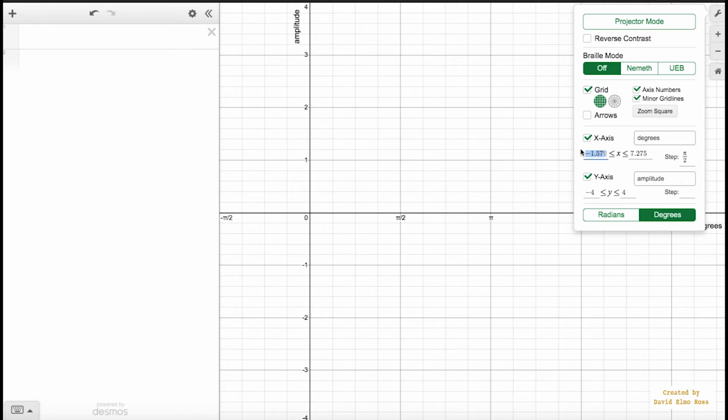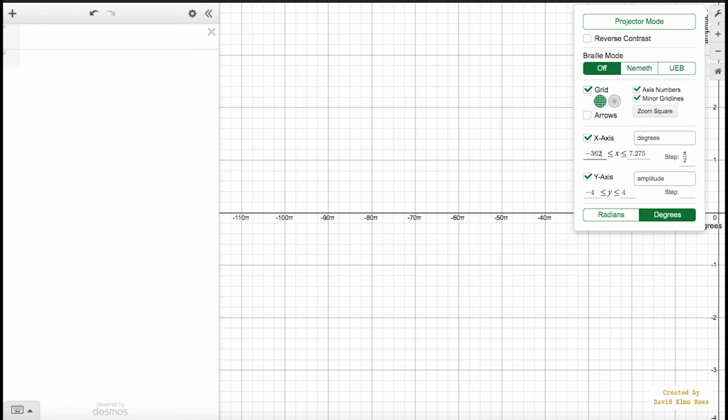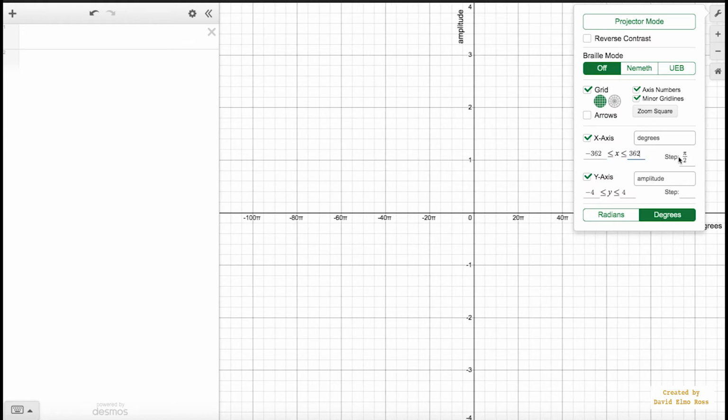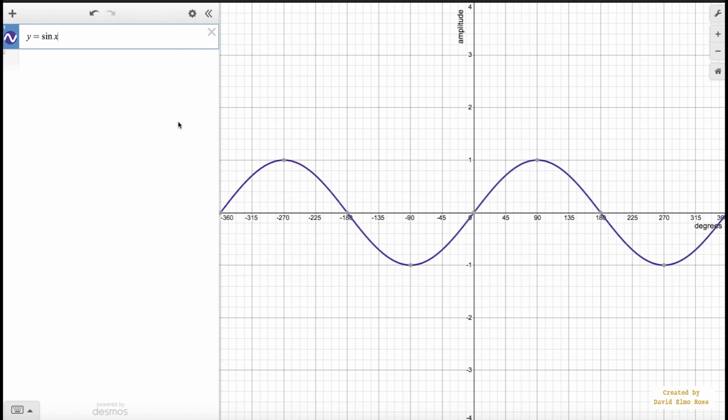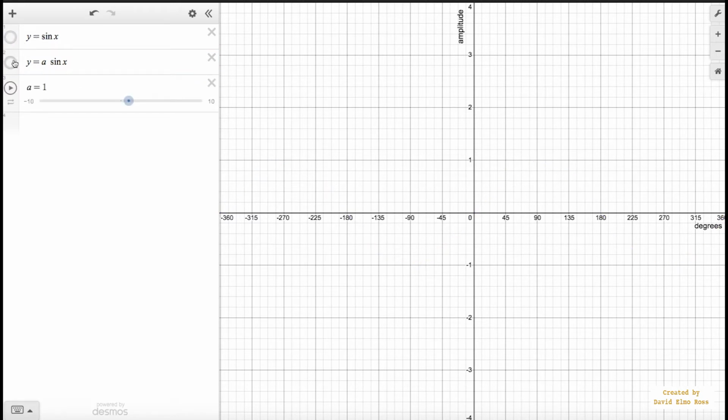So let's go here and change this to minus 362. Let's change this to be positive 362, just to give us a little headroom, and let's have our step size here of 45 degrees. And what we've done is we've changed everything back to degrees from here, and let's plot again y equals sine x, and we can see that this is what we're getting here. We can also plot here, so add another function, y equals a sine x. And again, let's put in our slider. Let's just shut this one off for now, and let's take a look at this one here.